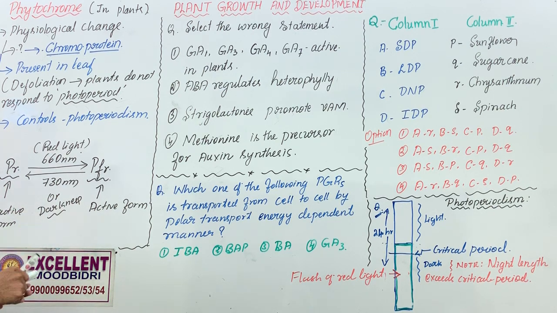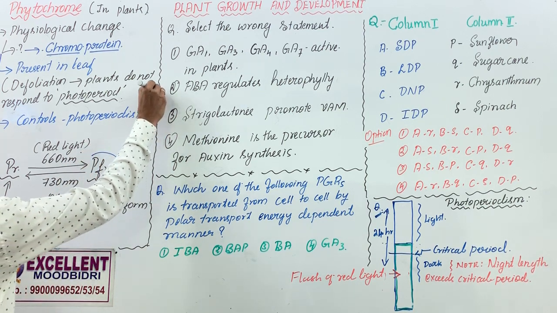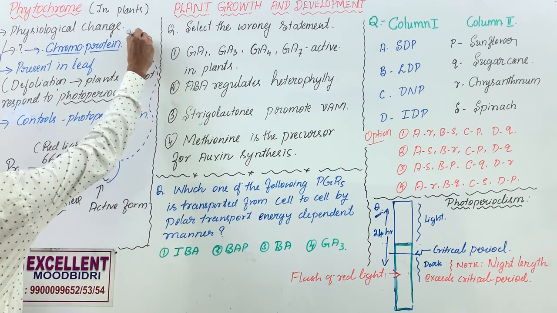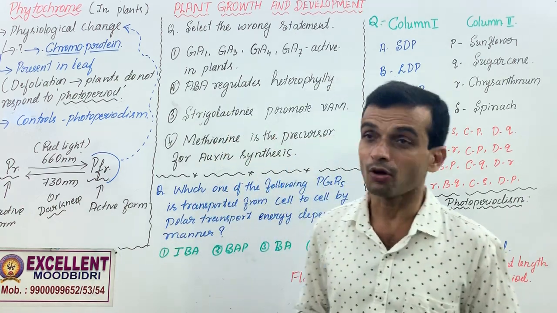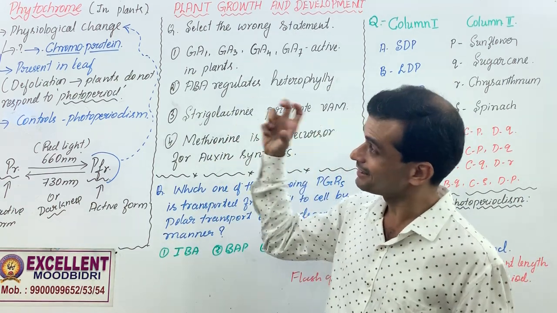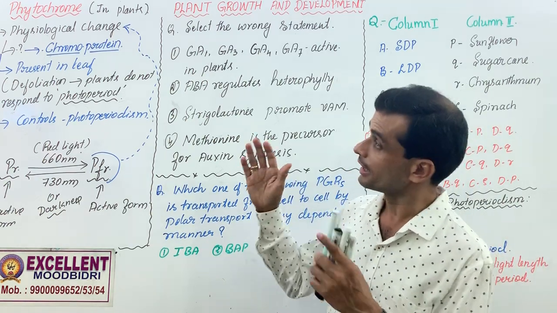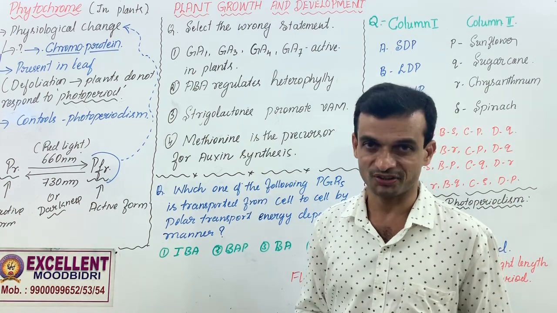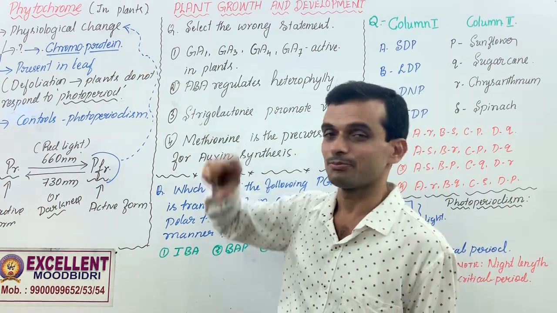Now this active form PFR is responsible for the physiological changes. Okay. This type of chromoprotein will have active form and inactive form. What did you understand here? Special type of receptors present in the leaf of most of the plants. They are called phytochromes. They are glycoproteins. They regulate physiological changes, for example, photoperiodism. Plants respond to photoperiod with the help of this.